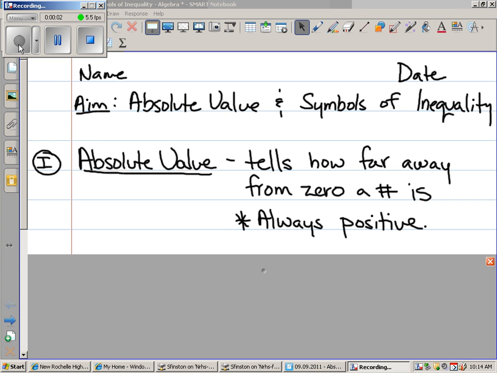All right, guys. Today we're talking about absolute value. We're also going to talk about symbols of inequality, but that'll come second. First up, absolute value. Anybody know what absolute value does?